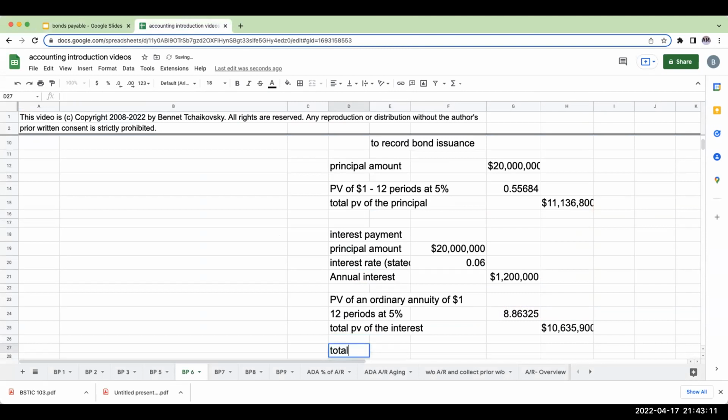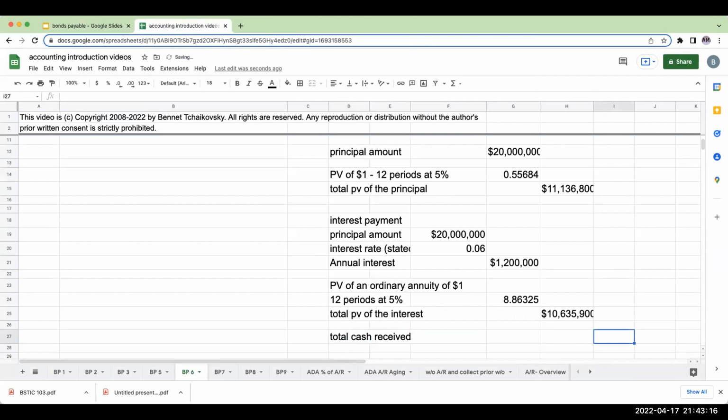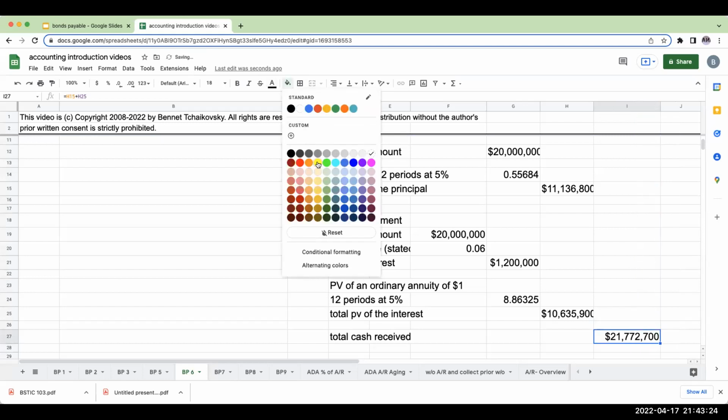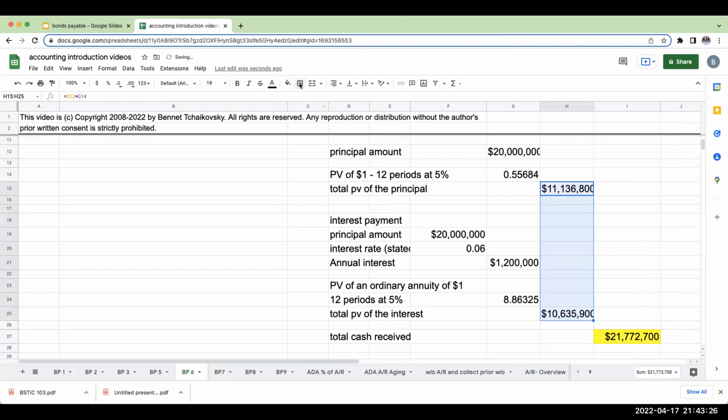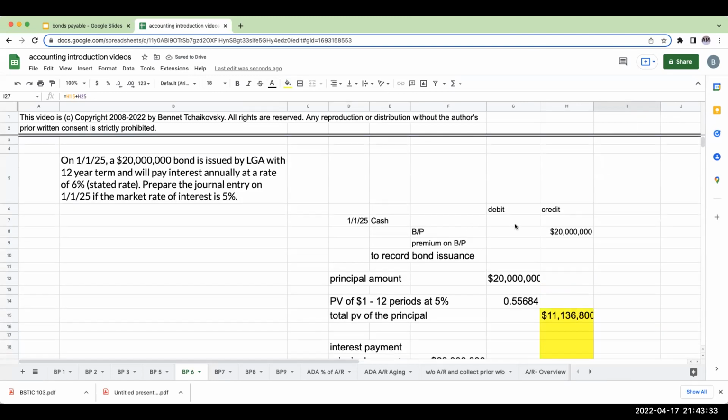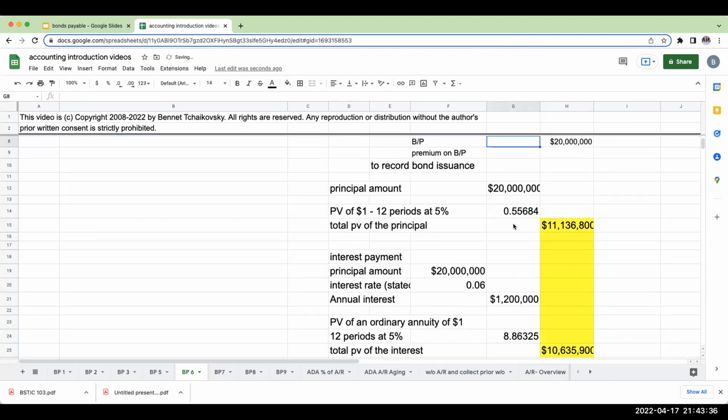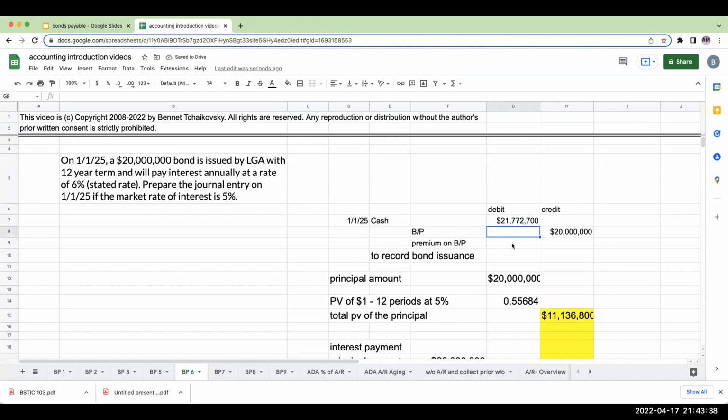Now, the total cash I'm going to be receiving, I'm going to add up these two numbers right over here. And to make this incredibly clear, we're going to give a little color to these. So this is the amount of cash I'm receiving, which is going to be 21 million. What you notice is this is what we expected. We knew that the cash was going to be higher than the face amount of the bond.